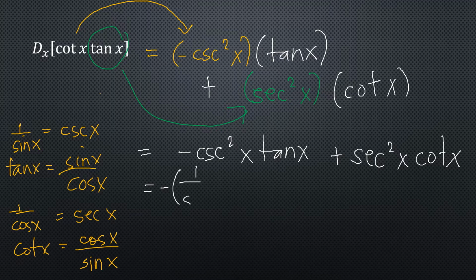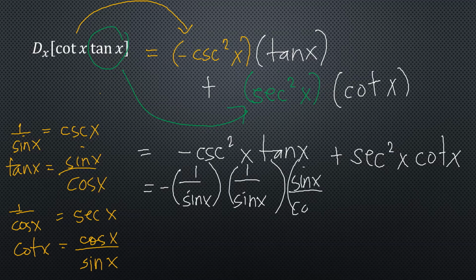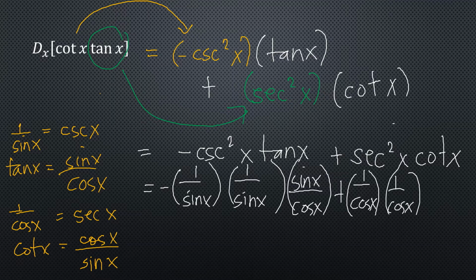This is 1 over sine x times 1 over sine x, and tangent x is equal to sine x over cosine x, plus this will be 1 over cosine x. Replace it using the reciprocal identity. So there are two of them because this is squared. So cotangent x is equal to cosine x over sine x.